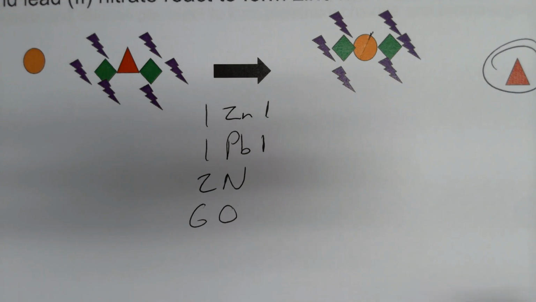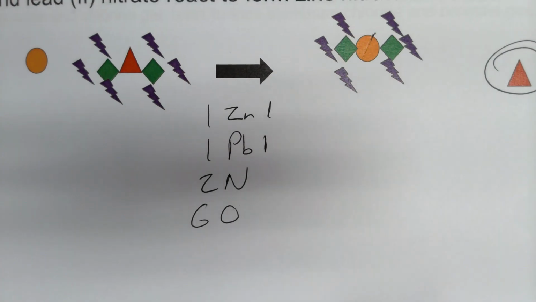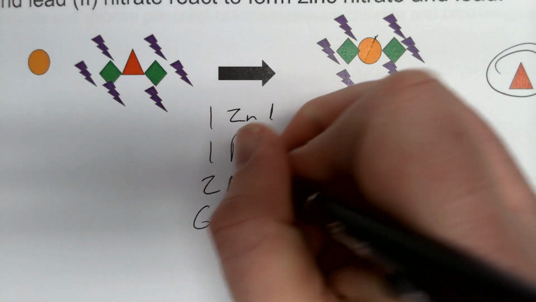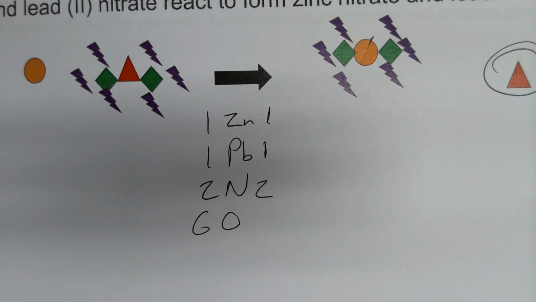If purple diamonds represent nitrogen, how many nitrogens do I have in my product side? I said, sorry, green diamonds. 2. If purple lightning bolts represent oxygens, how many oxygens do I have in my product side? 6.